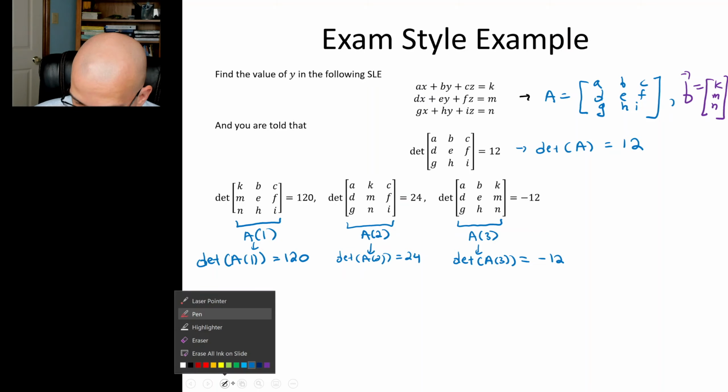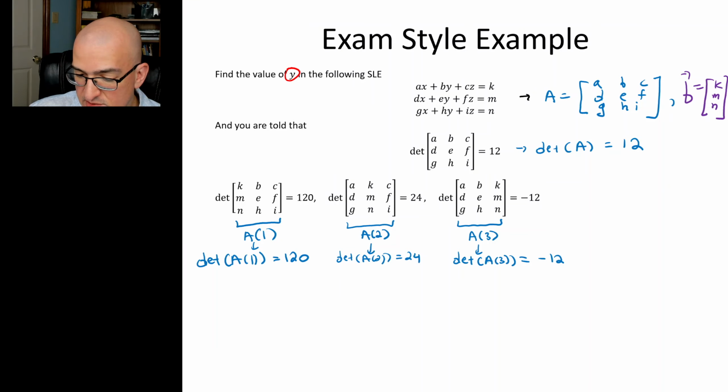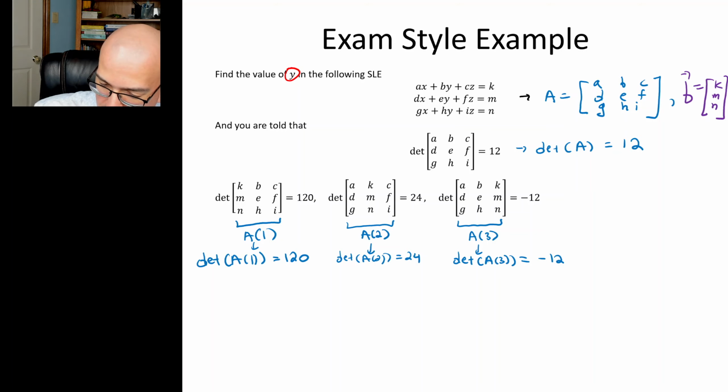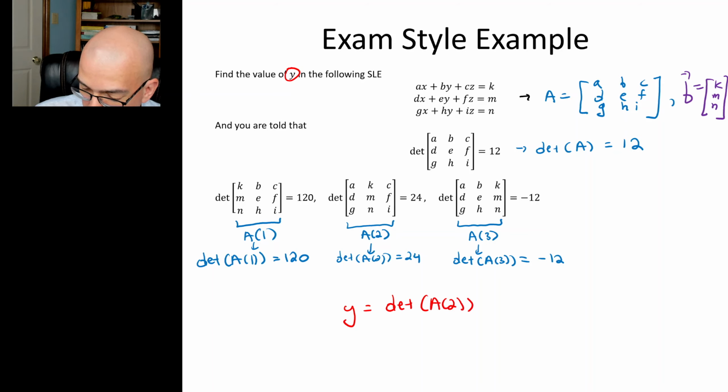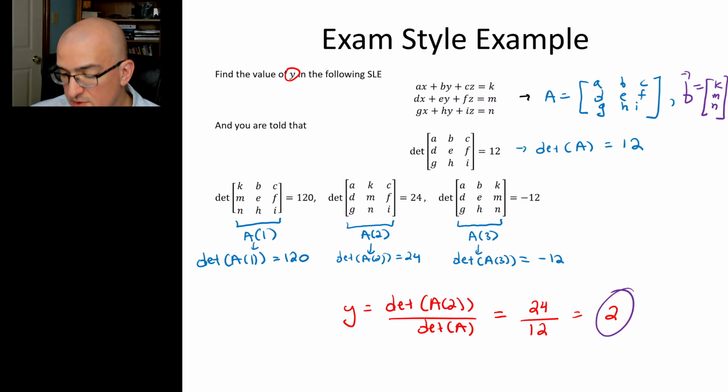We want the value of y inside the system of linear equations. So y is equal to the determinant of A2 divided by the determinant of A, which is 24 divided by 12, which is 2. That's right. That's it. That's our answer. So all the work is done for us. All the determinants are calculated.